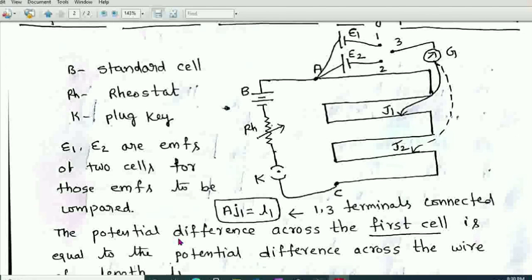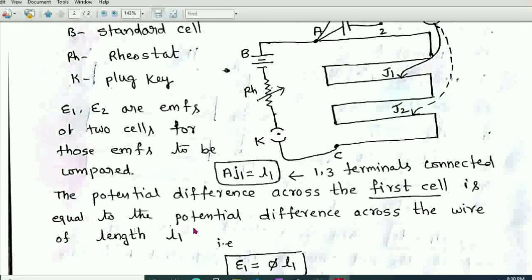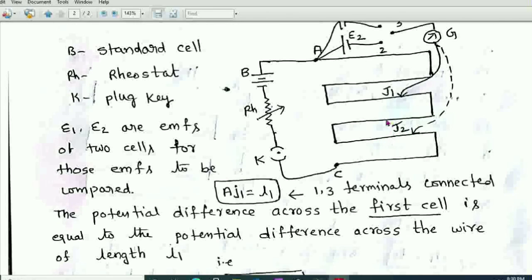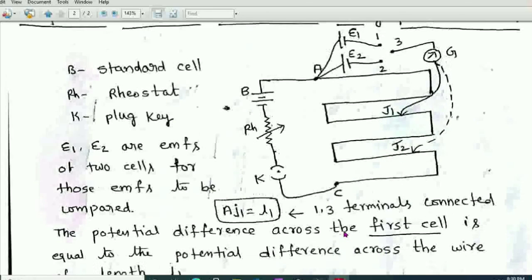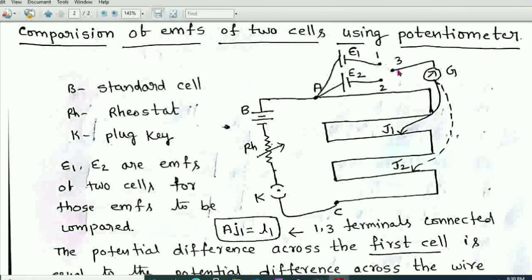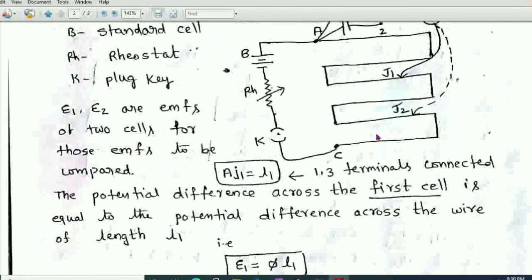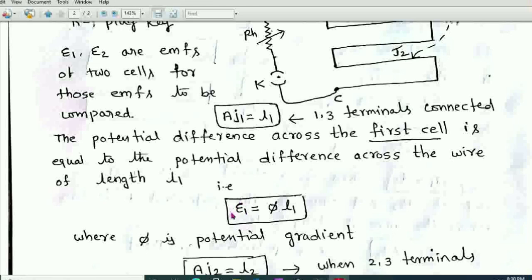Already we have discussed that the potential difference across any portion of the wire is directly proportional to the length of that portion of the wire. Similarly, the potential difference of the first cell is equal to the potential difference across the wire of length L1, because when we connect only points 1 and 3, we get this length L1. So the EMF of the cell is equal to pi into L1.